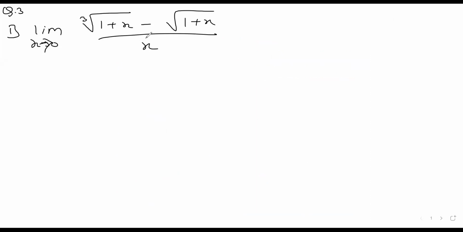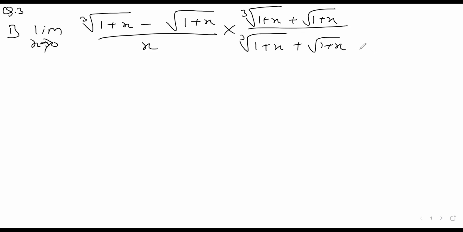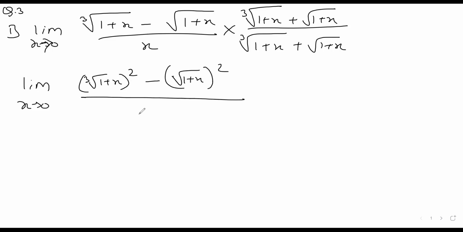What will I do? See here, my numerator is irrational, right? I can rationalize it. So I will multiply by cube root of 1 plus x plus square root of 1 plus x upon cube root of 1 plus x plus square root of 1 plus x. Rationalize, because there are irrational factors and we cannot use a formula either, so we rationalized. What will happen, limit x tends to 0, a minus b, a plus b is a square minus b square. So cube root of 1 plus x whole square minus square root of 1 plus x whole square, upon x.